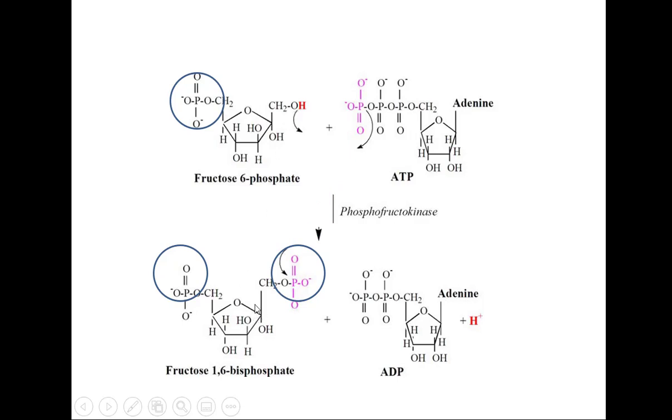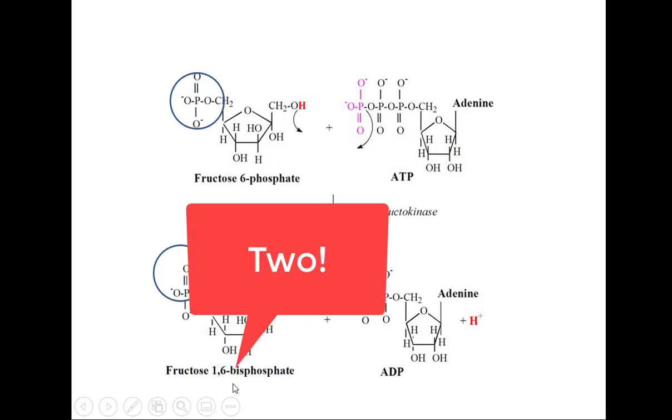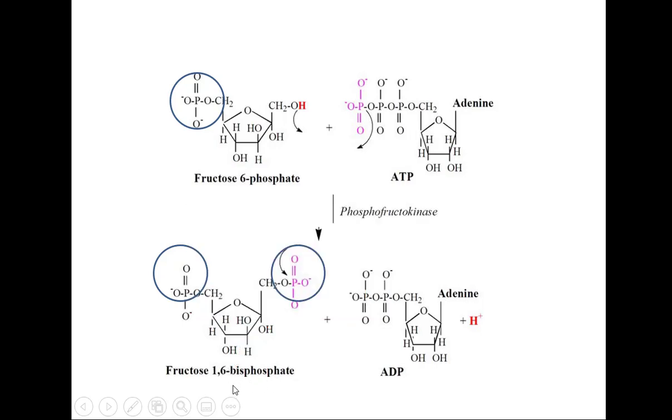So right now this molecule is phosphorylated on carbon 1 as well as carbon 6. So this is why we call it fructose 1,6. And how many phosphates? 2. So bisphosphate. Sometimes di, or sometimes just bi. So bis, bi, di phosphate. Our case is bisphosphate. And the other product, the rest of the products, are ADP as well as a proton.